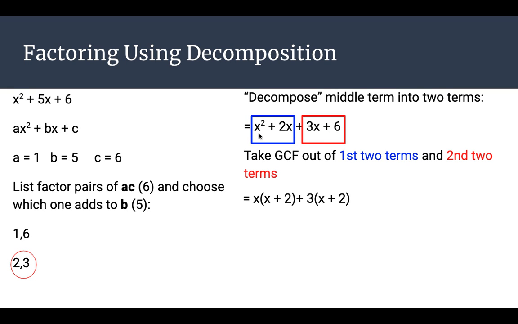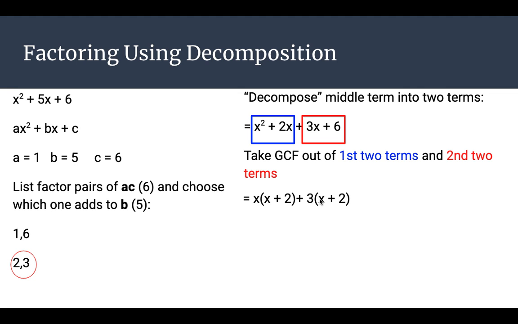So if we have x squared plus 2x, we can only take an x out of both of them, and that leaves me with, well, x squared divided by x is x, and 2x, if I take the x out, I get 2. And then I'm going to do the same thing with this. Well, I've got 3x and 6. I can only take a 3 out of both of these, so I take a 3 out, and then what do I have left? Well, if I take the 3 out of this, I have x left, and if I divide a 3 out of 6, I get 2.